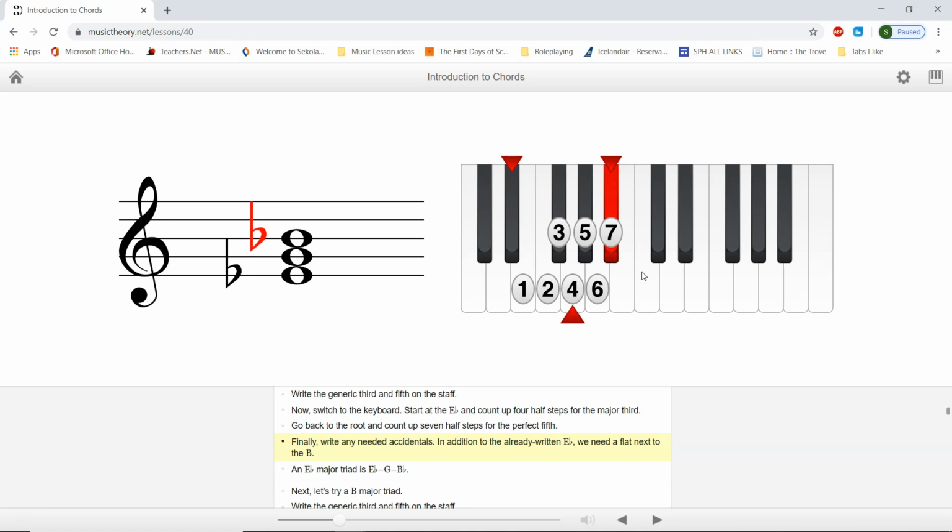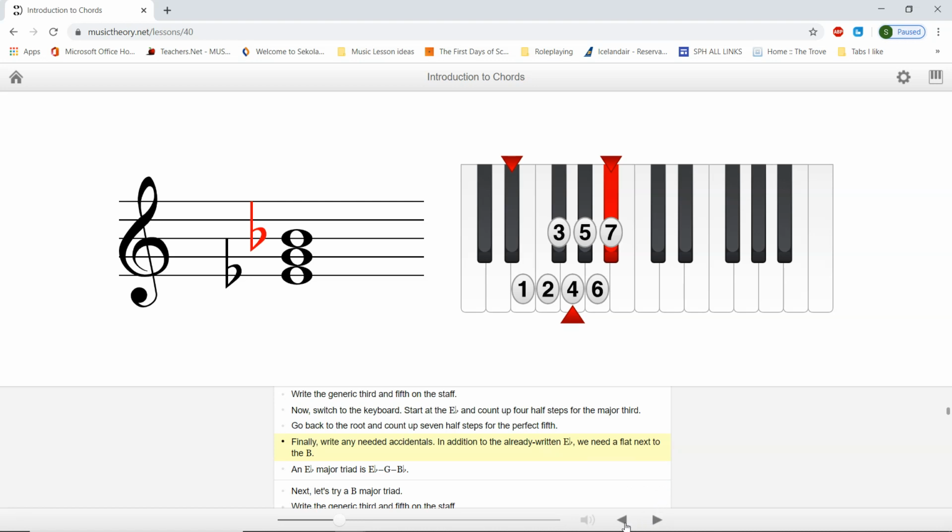I don't have to count to 7. I don't have to count to 4. I don't have to do any counting or do anything the long way. I just have to think about the key signature. I know in the key of E flat, there's a B flat, an E flat, and an A flat. If any of those notes show up in any of the chords in that key, then I need to make sure they have their correct accidental. So an E flat major triad is E flat, G, and B flat.